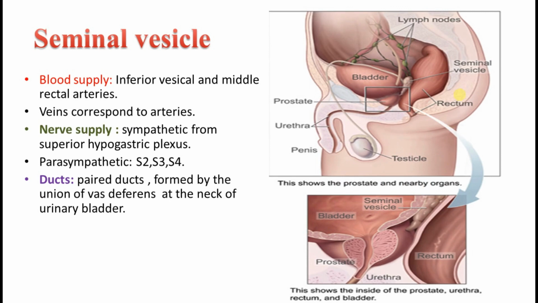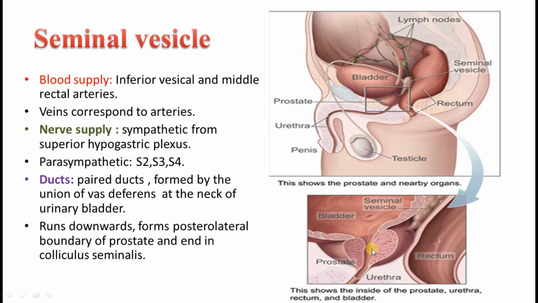There are paired ducts, each uniting with the terminal part of the vas deferens to form the ejaculatory duct, which opens into the prostatic part of the urethra at the level of the colliculus seminalis, through which the secretions are poured. If you look at the seminal vesicle, it is a single duct which shows numerous diverticula, and it is lined by simple columnar epithelium. You can see a single duct which is highly coiled and lined by simple columnar epithelium.